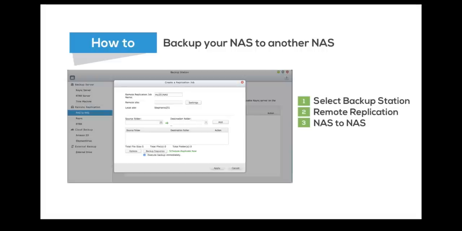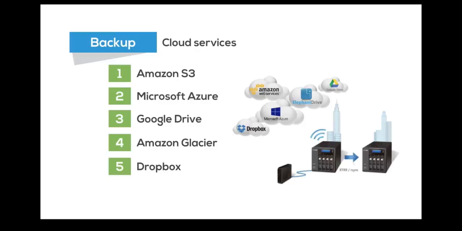So simply you go to the Backup Station, which is pretty common, and you go to the NAS to NAS, and when you click that create remote replication job, it will go to this pop-up, and you would then set up by putting in your IP address, and we'll ask whether you want to back up frequently, like immediately, or a timed backup. So that was easy.